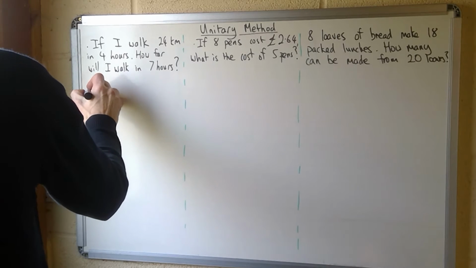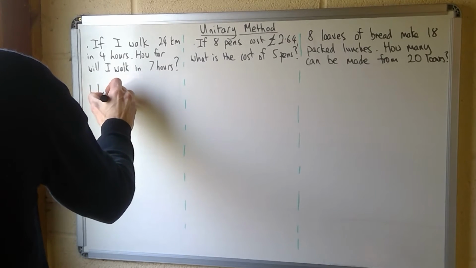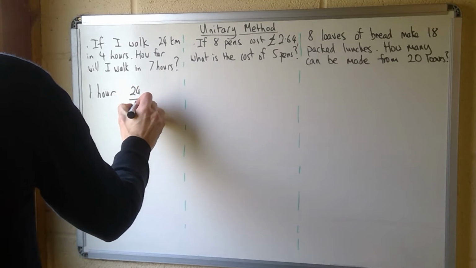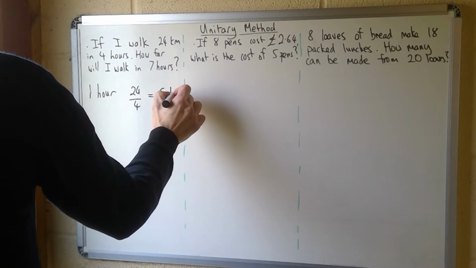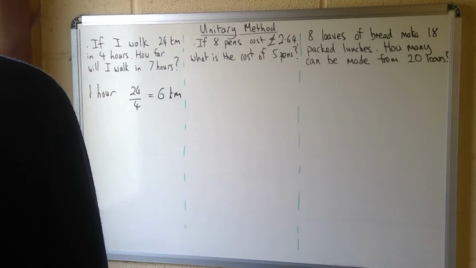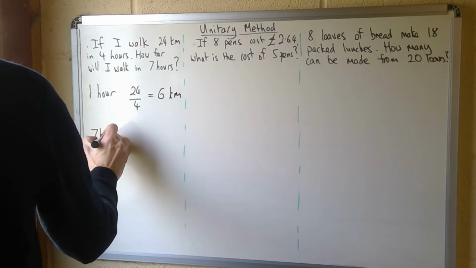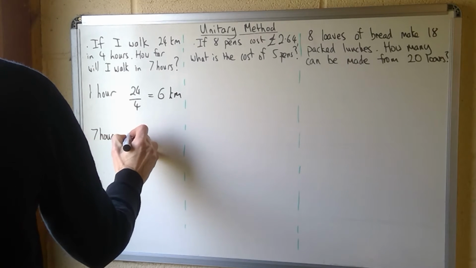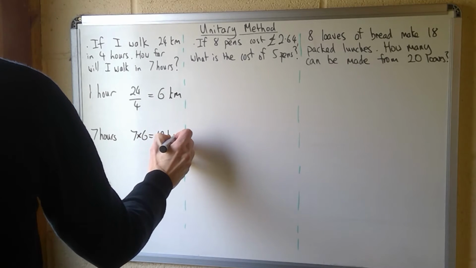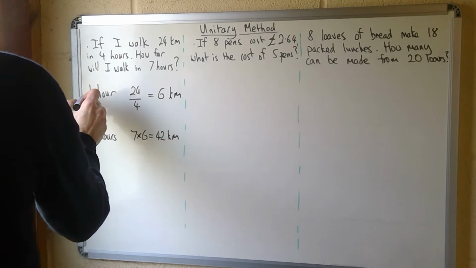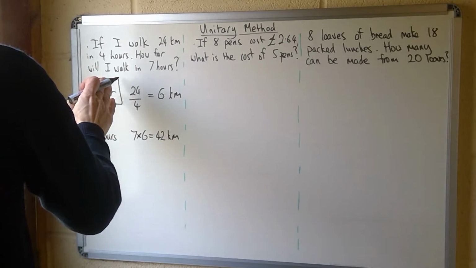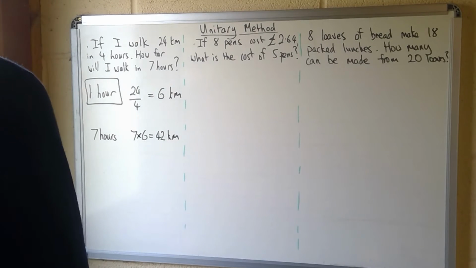So we find out how far you'd go in 1 hour first. So in 1 hour, you do 24 kilometers divided by 4. So you'd go 6 kilometers. And once you've got 1 hour, you can work out any number of things, but we want 7 hours. So it's going to be 7 lots of 6, which is 42 kilometers. So the fact this is the unitary method, that's why we calculated the 1 hour, and we're going to be using that method all through.